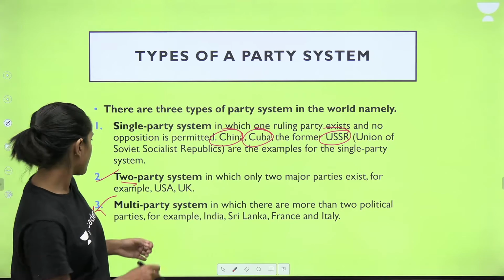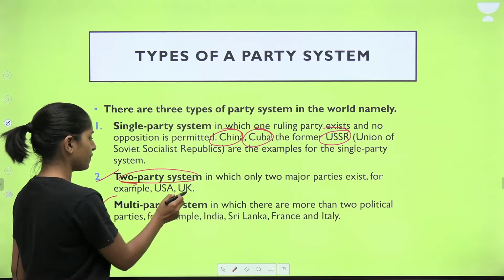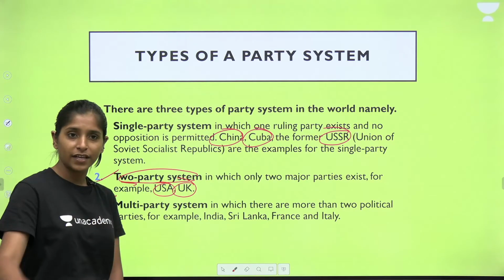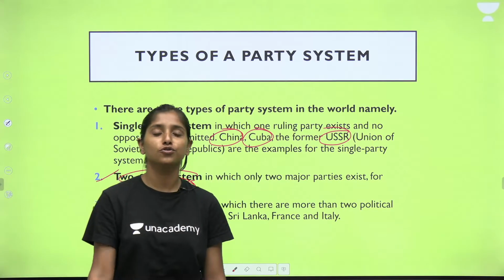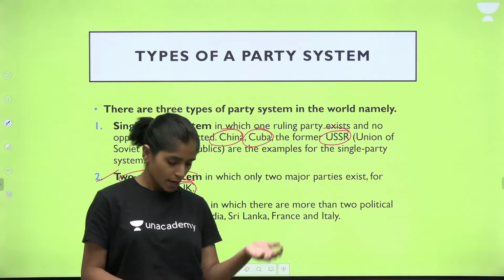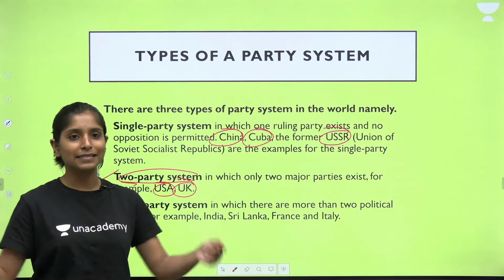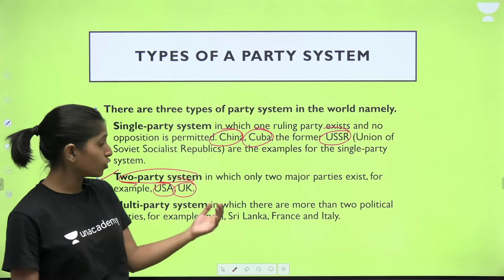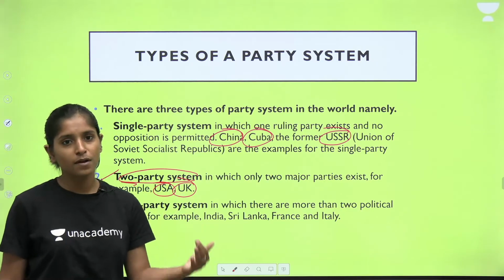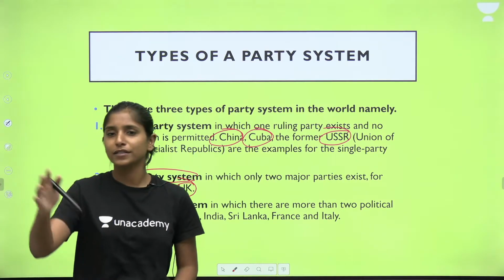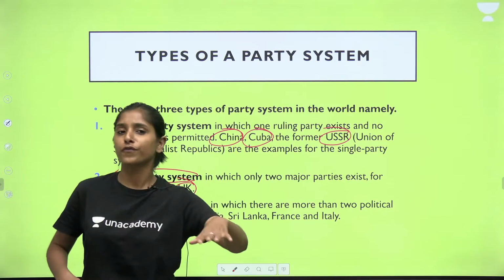Then we have the two party system. Very famous is the USA. I guess everyone was following the United States election that happened a few months ago, right? There were only two major parties, Republican and Democratic, a system of parties where only two parties exist. So people literally have a choice, okay, whether they want to vote for this one or for that one.